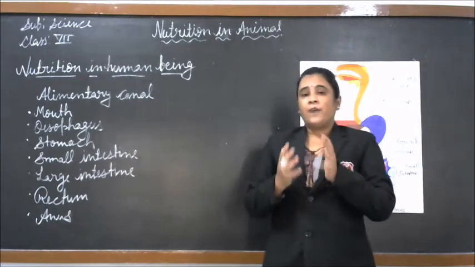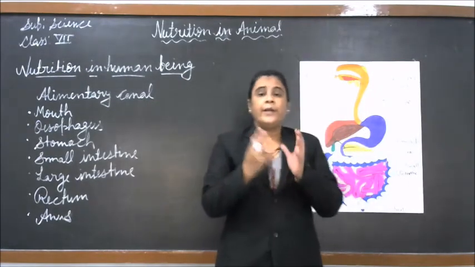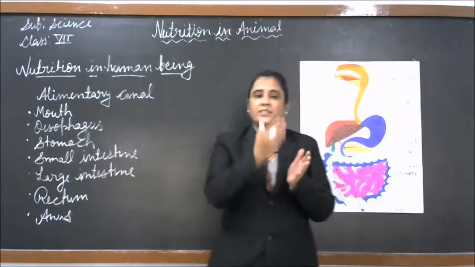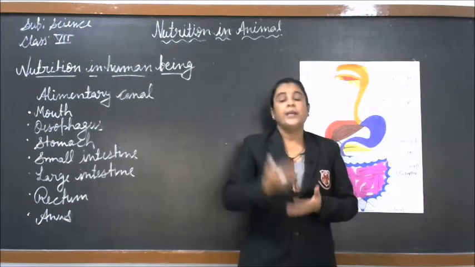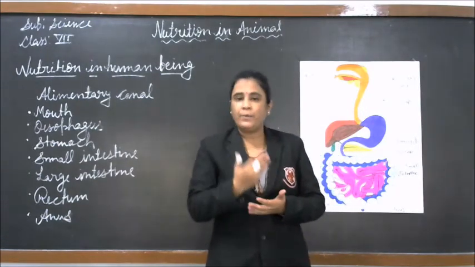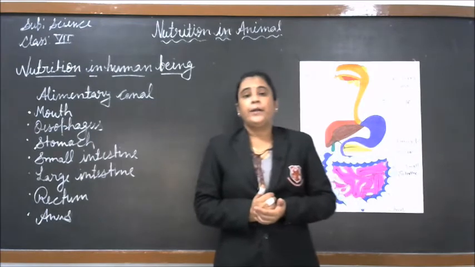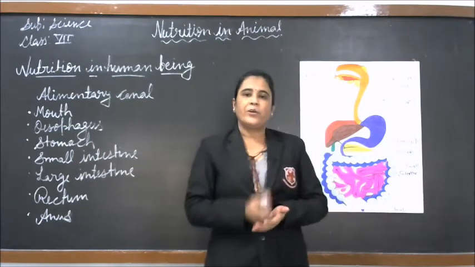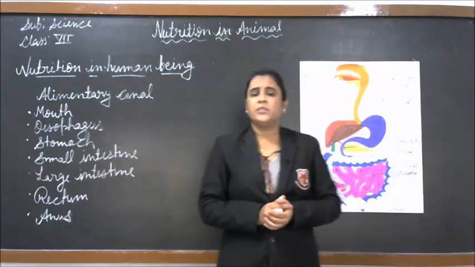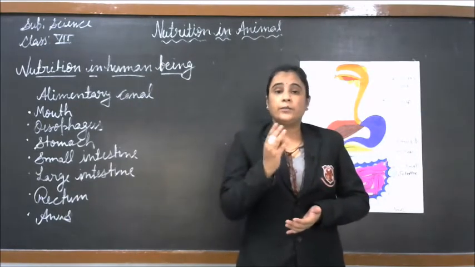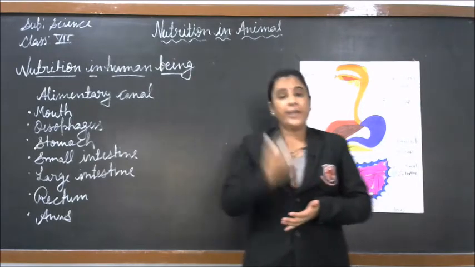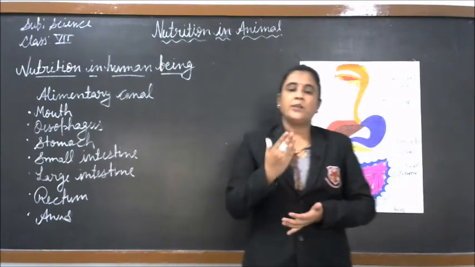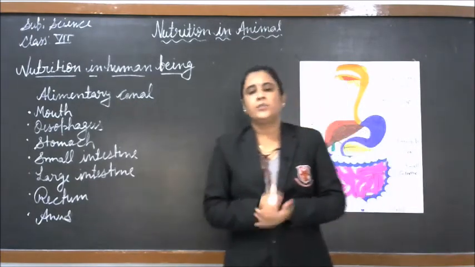Now, after teeth, the tongue. The tongue is a muscular organ that helps mix the saliva with food and helps in swallowing the food. One more important thing about the tongue: it is a very important sense organ. The tongue helps us detect tastes like bitter, salty, sweet, and sour.